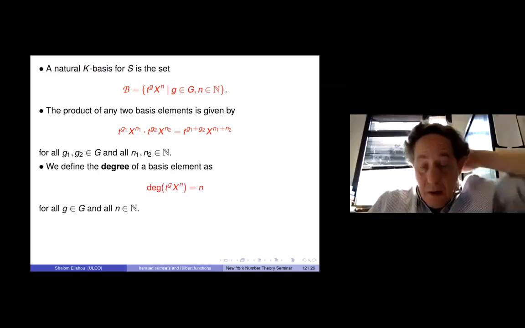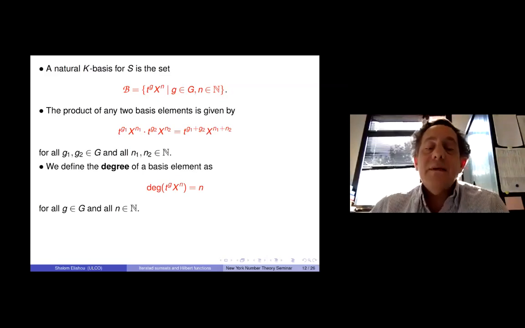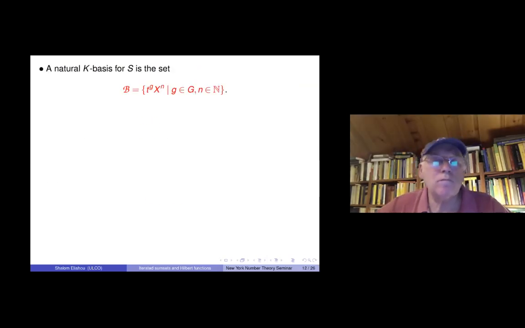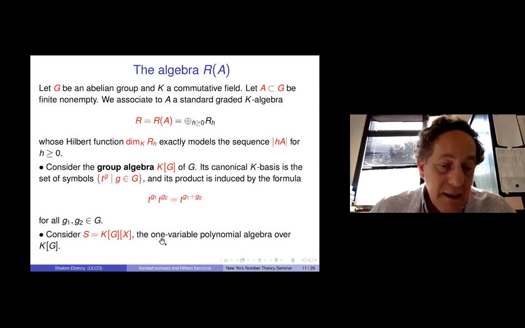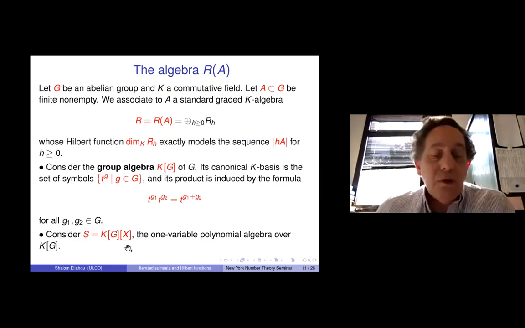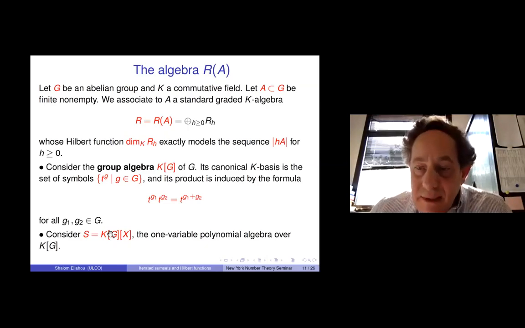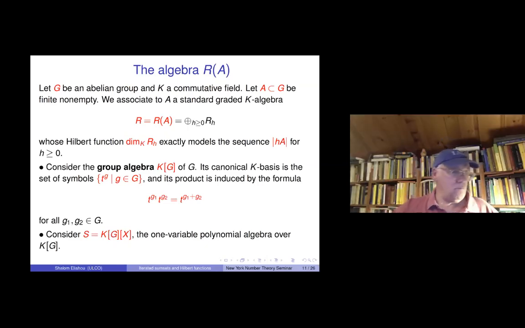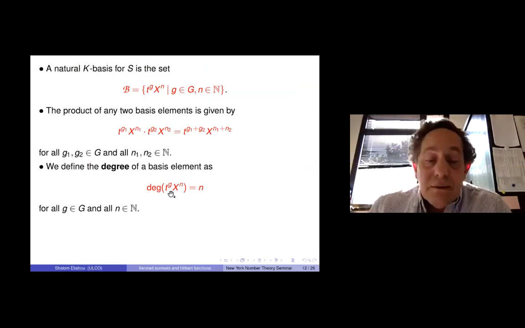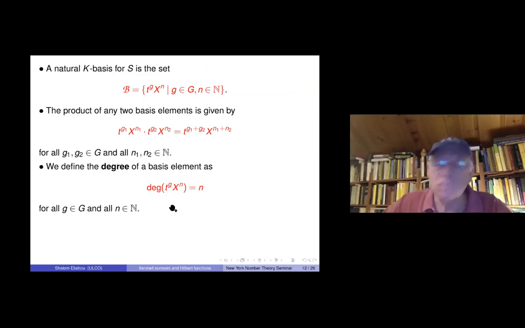And now I want to define the degree of such a basis element. Well, let me go back to the previous slide. So S is the polynomial algebra over K[G]. So K[G] is the coefficients and X is a variable. So the coefficients should have degree 0. And this is what we do. Coefficients will have degree 0. So consider T to have degree 0, so T^G has degree 0. The degree of T^G X^N is just N.